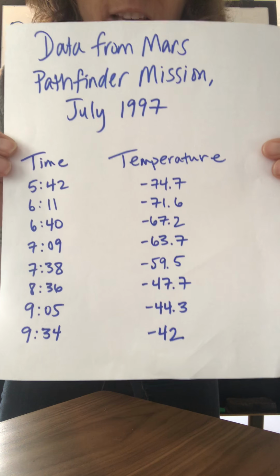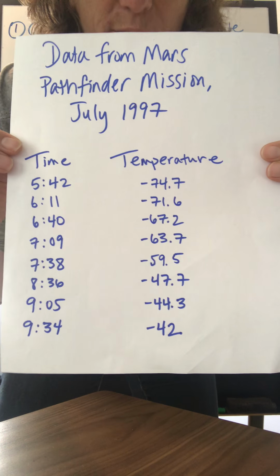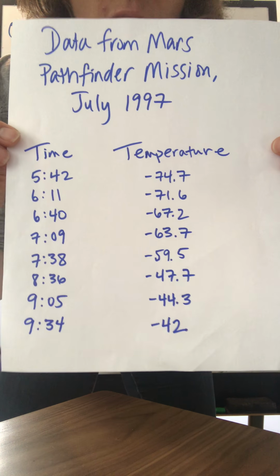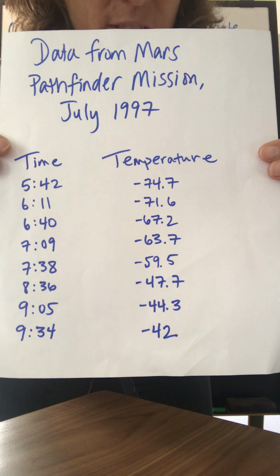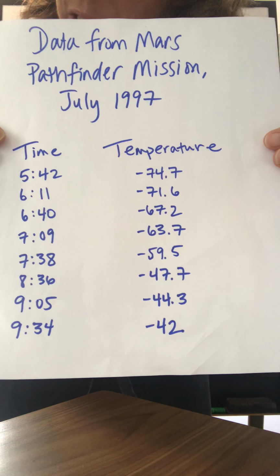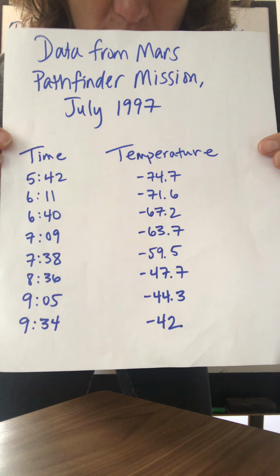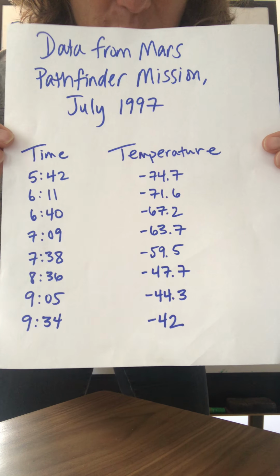All right, Calcularians, we've got some data from Mars on a Pathfinder mission in July 1997. In this table, and all we have is a table, we don't have a graph, we don't have an equation, we are given information about certain times and what the temperature of Mars was at those given times.